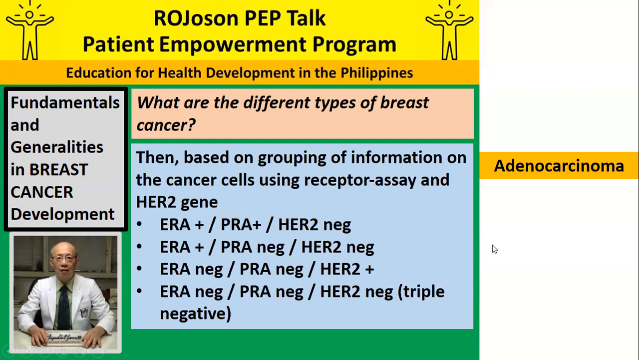Then, based on the grouping of information on the cancer cells using the receptor assay, the hormonal assay, and the HER2 gene, one classification of breast cancer will be: estrogen receptor assay (ERA) positive, progesterone receptor assay positive, and HER2 negative; ERA positive, HER2 negative; ERA negative, HER2 positive; and then the so-called triple negative: ERA, PRA, and HER2 negative.